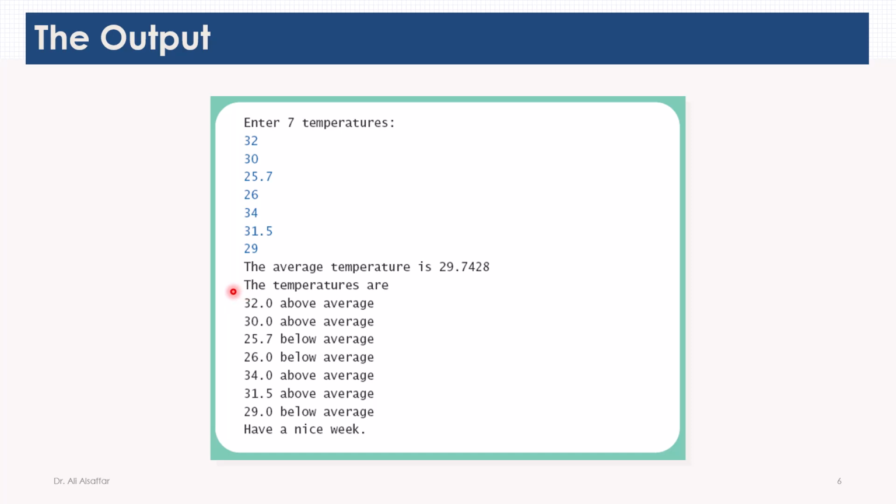We'll have another loop that will go over the temperatures one by one. Any temperature above the average, it will display the temperature followed by the message above average, and any temperature below the average, it will display the temperature followed by the message below the average. Otherwise, it will display the temperature followed by is the average.